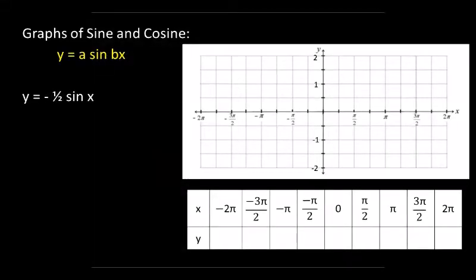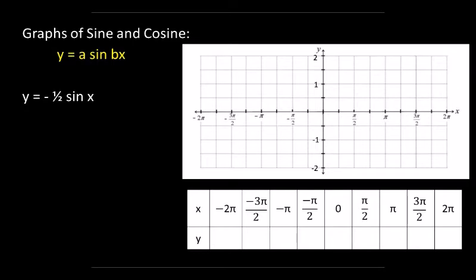Jumping right back into our graphs of sine and cosine, we're going to look at two separate graphs, one that has a change in the amplitude and one that has a change in the period. As we saw in our notes and in the previous video, our standard equations are normally y equals a sine bx as well as y equals a cosine bx. So we're going to see what changes whenever we have a value other than 1 in those equations.